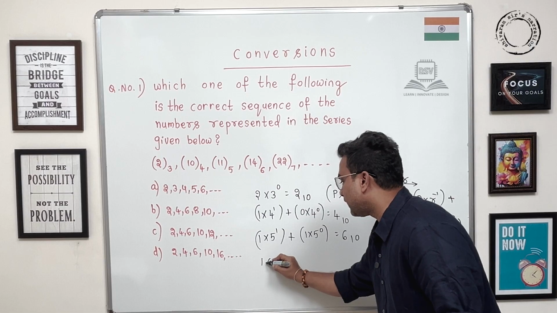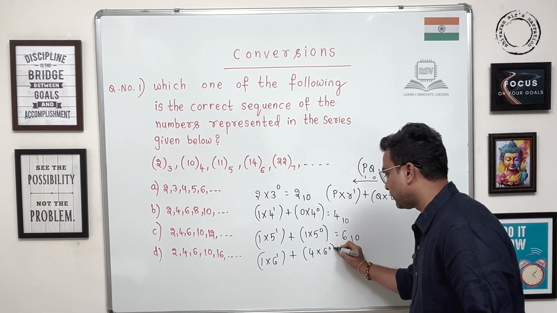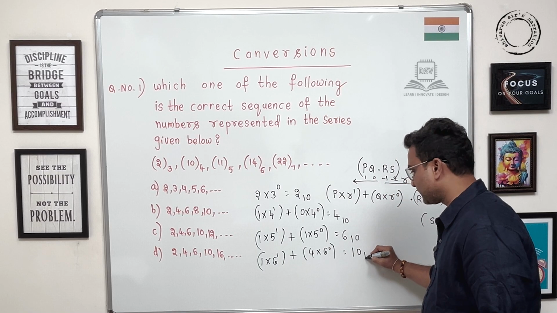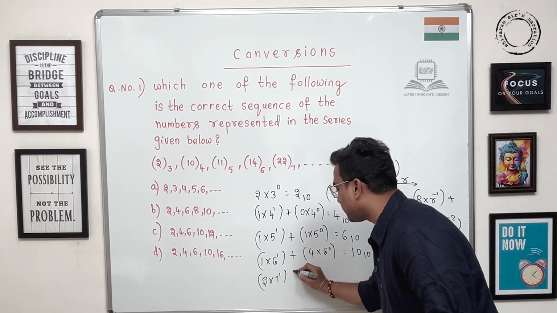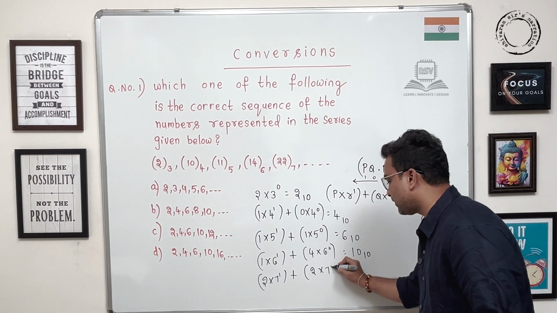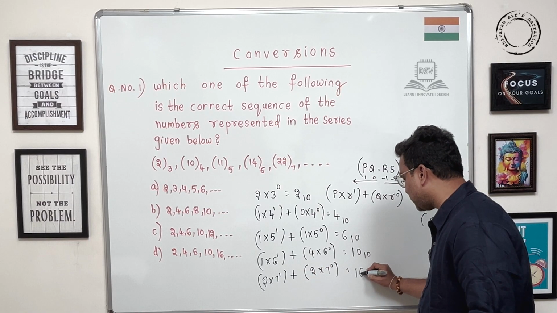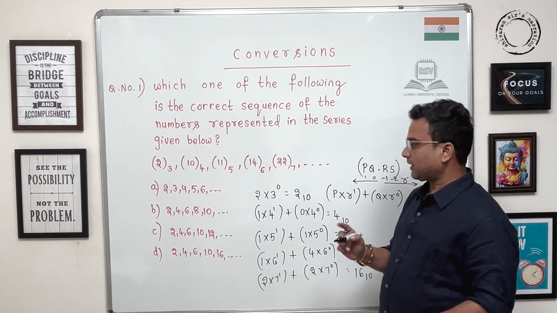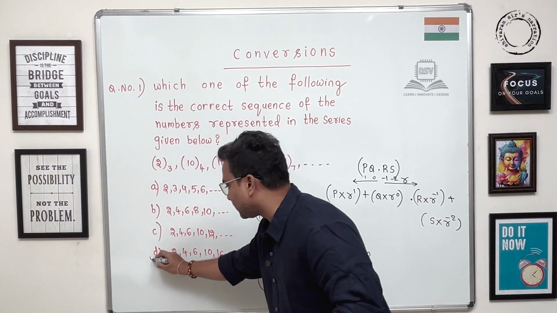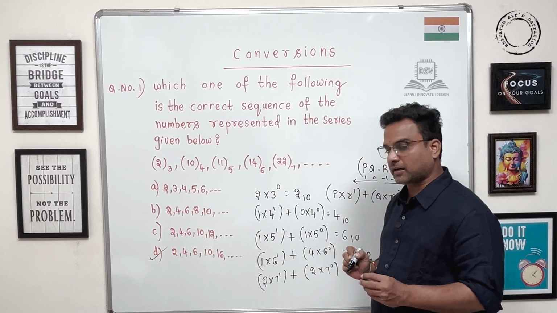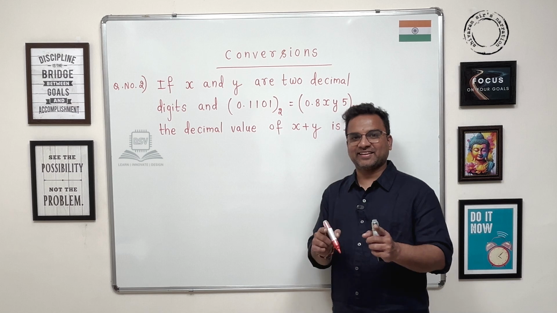Similarly, 1 4: 1 into 6 power 1 plus 4 into 6 power 0. That is 10 only. Similarly, 2 into 7 power 1 plus 2 into 7 power 0. That is 7 2s are 14, 14 plus 2, 16. This way, guys, the sequence in decimal form is none other than option D: 2, 4, 6, 10, 16. Okay? Let's see another example.